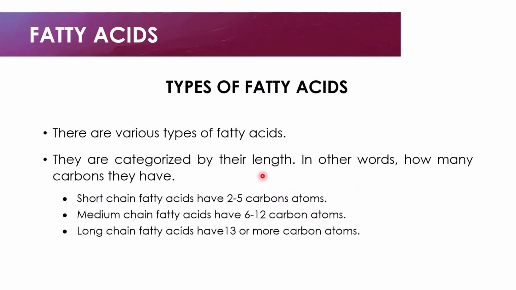Let's look at the types of fatty acid. There are various types of fatty acid. And fatty acids are categorized by their length. In other words, how many carbons they have. So now let's look at the short chain fatty acid, medium chain fatty acid, and the long chain fatty acid. The short chain fatty acids have 2 to 5 carbon atoms. The medium chain fatty acids have 6 to 12 carbon atoms, and the long chain fatty acids have 13 or more carbon atoms.